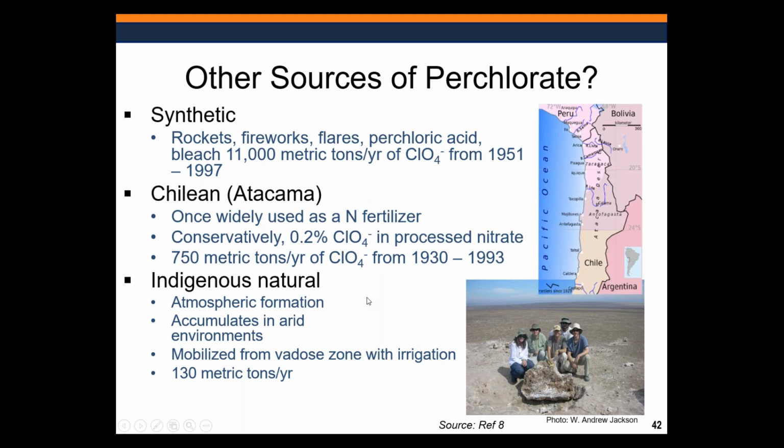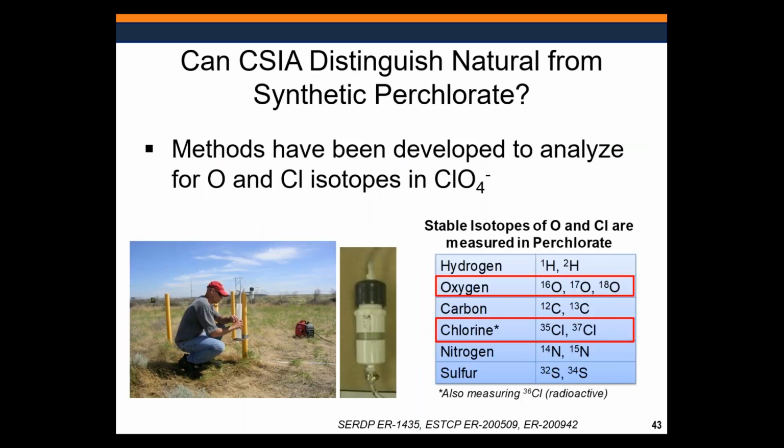Perchlorate is also naturally formed in the atmosphere, and in places that are very arid, it can accumulate in the soil and then get pushed down as irrigation occurs, so it can get mobilized. So I think if you go back 10 years, no one really thought these natural sources of perchlorate contributed to contamination. Through SERDP and ESTCP funding, isotope methods were developed to measure chlorine and oxygen in perchlorate. And in part, this was done by collecting large volumes of groundwater on small ion exchange columns and then purifying the perchlorate and running analyses.